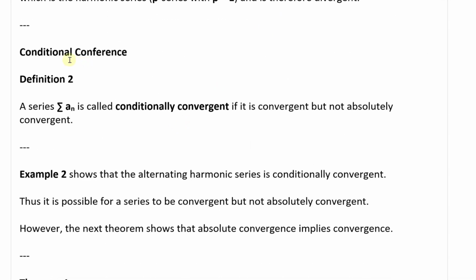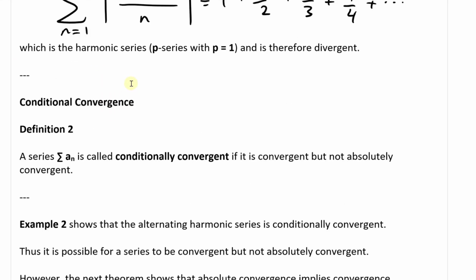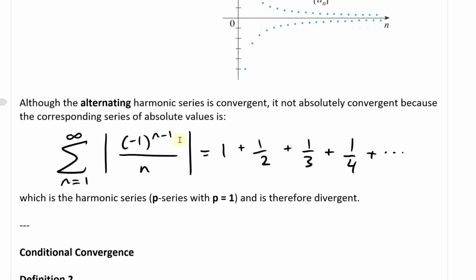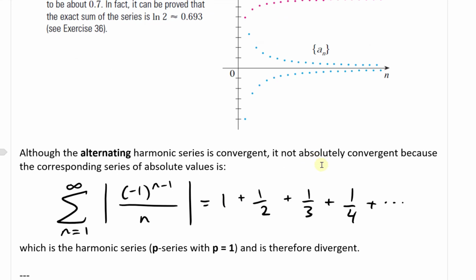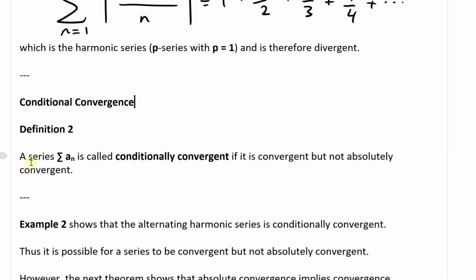Anyways, now let's go over to conditional convergence. Yes, conditional convergence, not conference. Anyways, as you can see here, this is conditionally convergent because the alternating harmonic series is convergent but it's not absolutely convergent. So this goes to definition 2.